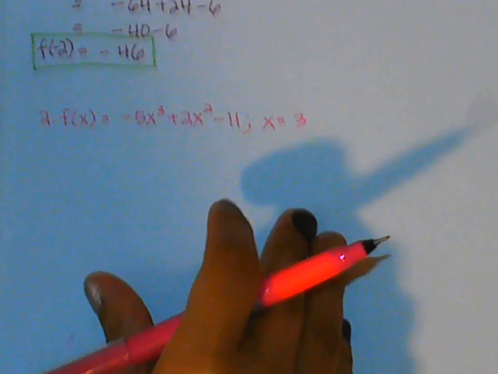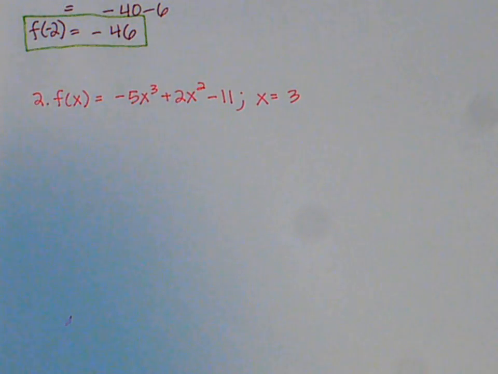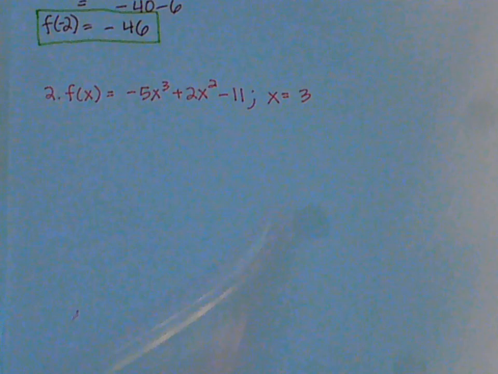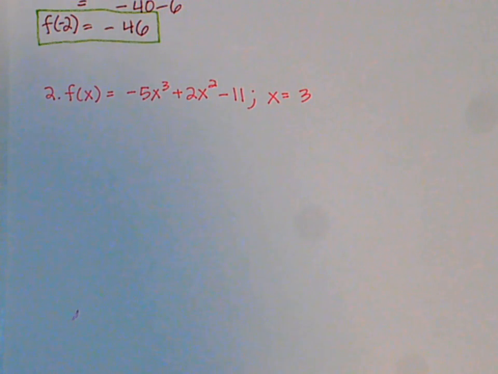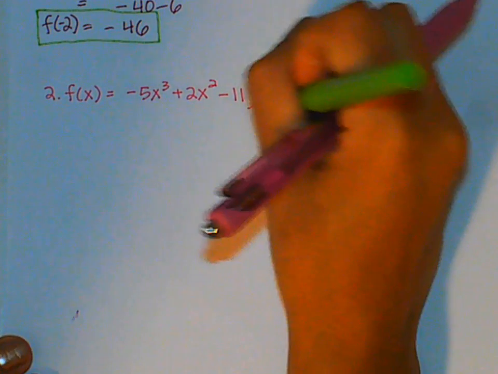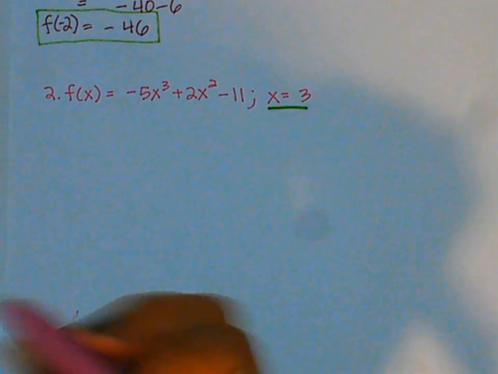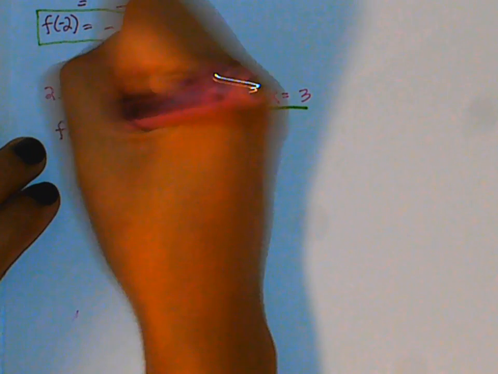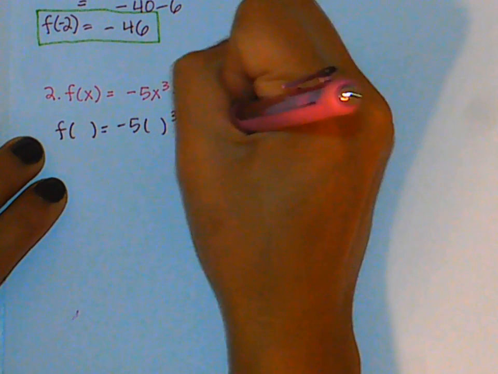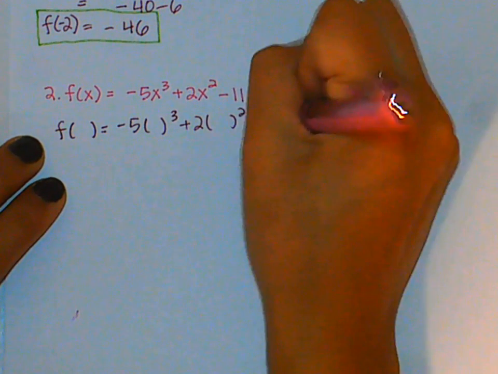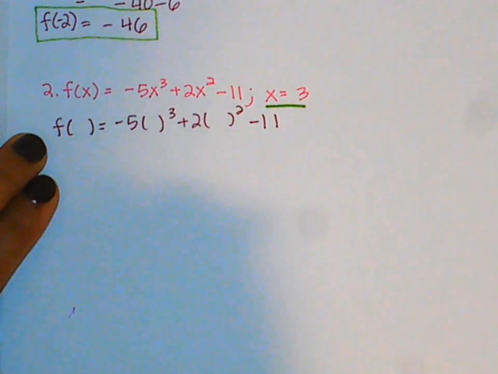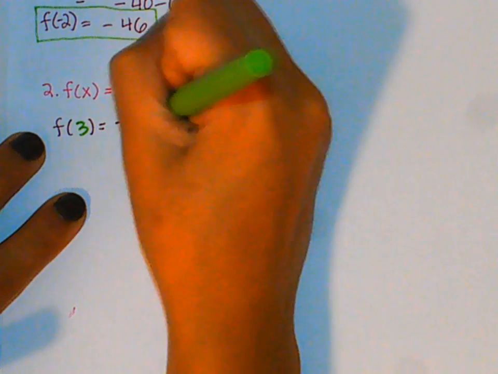All right, here we go. So we have a cubic because the exponent is a 3. 1, 2, 3. Trinomial because we have 3 terms. I am going to substitute all of my x's with this value here. So we get f of x is equal to -5x cubed plus 2x squared minus 11, where I substitute in those parentheses a 3.